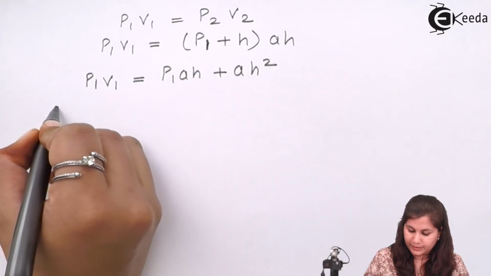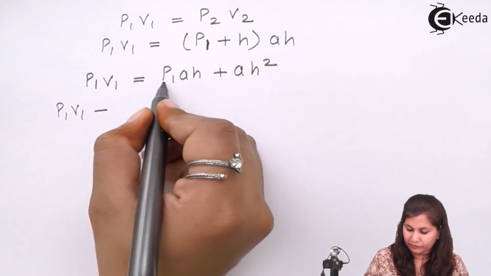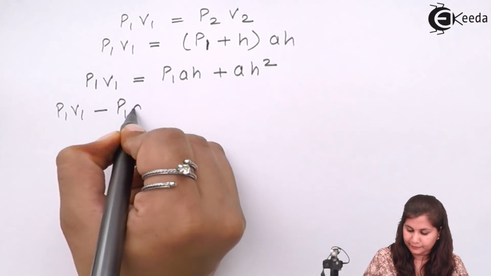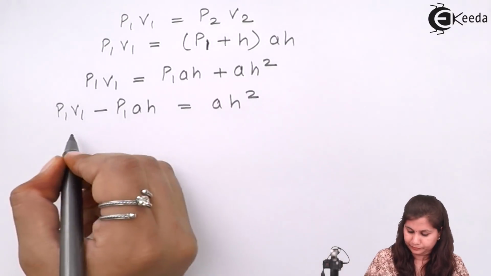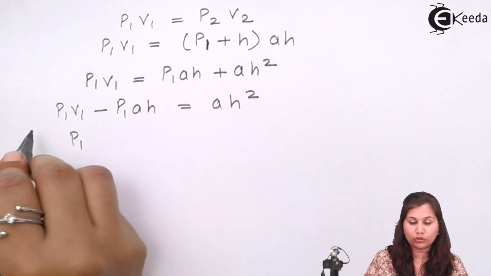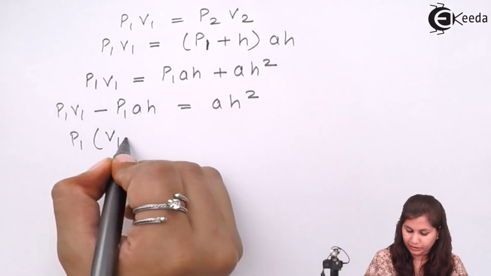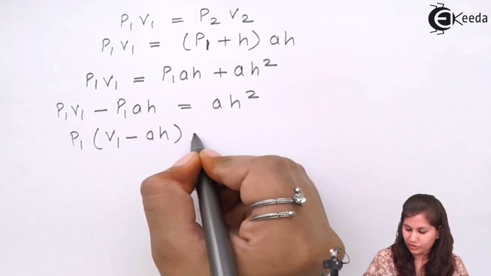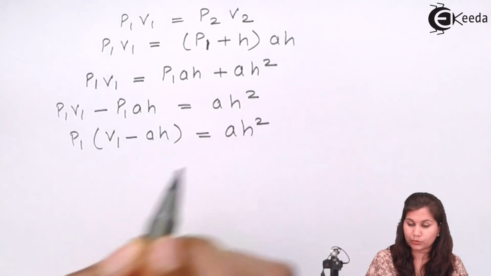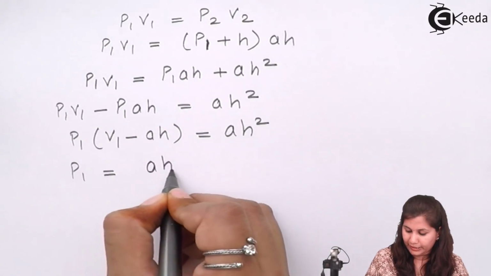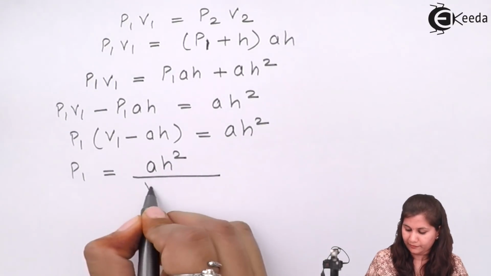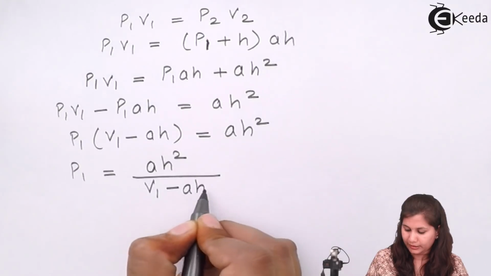Now bringing this P1 term to the left hand side and taking P1 common, we are left with V1 minus AH equals AH square. So P1 will be equal to AH square divided by V1 minus AH.